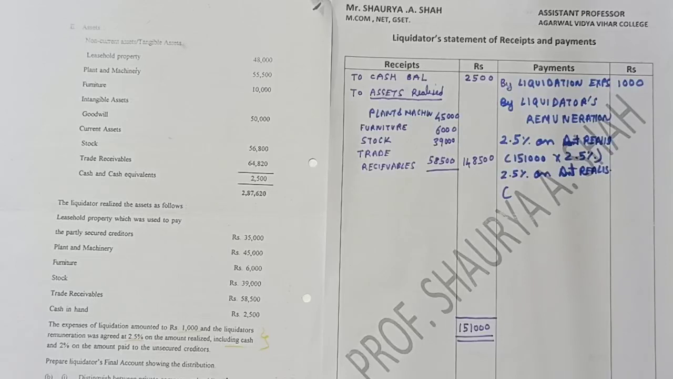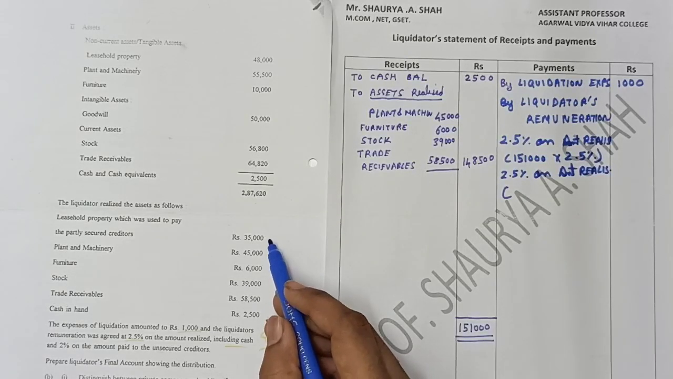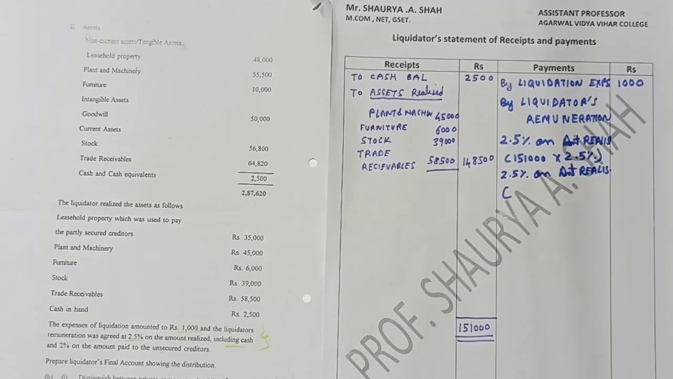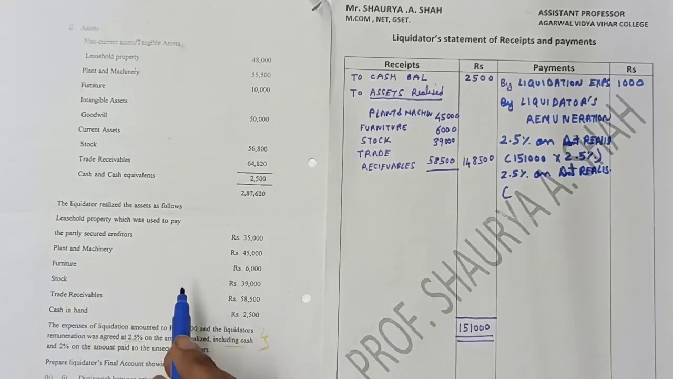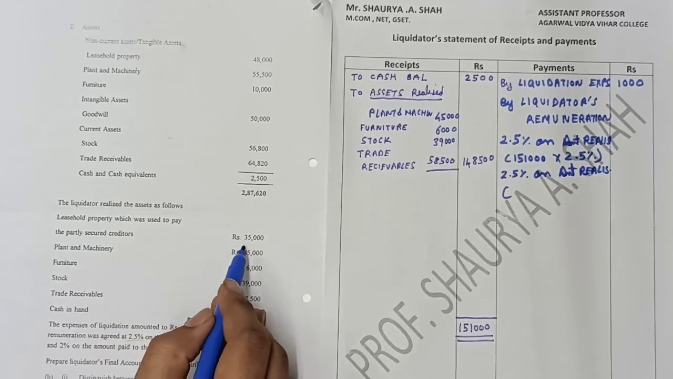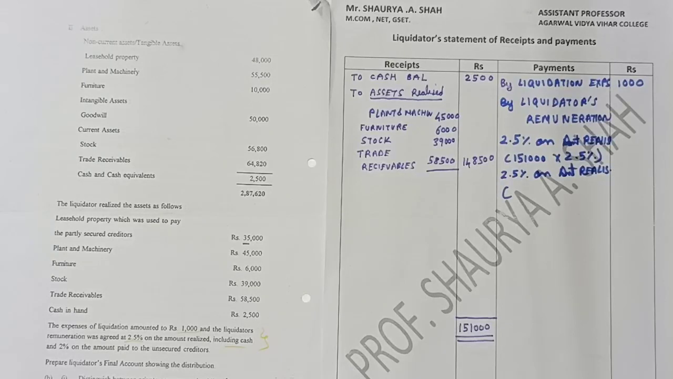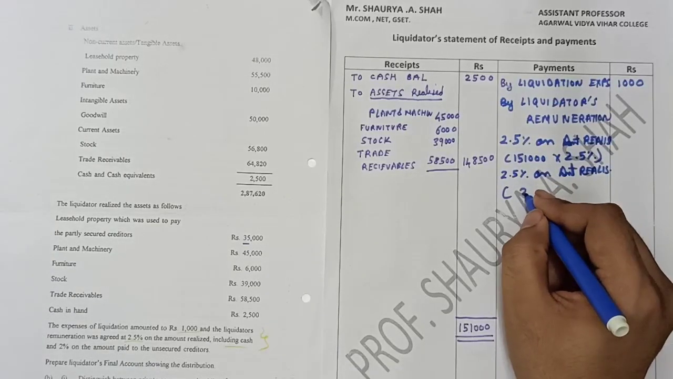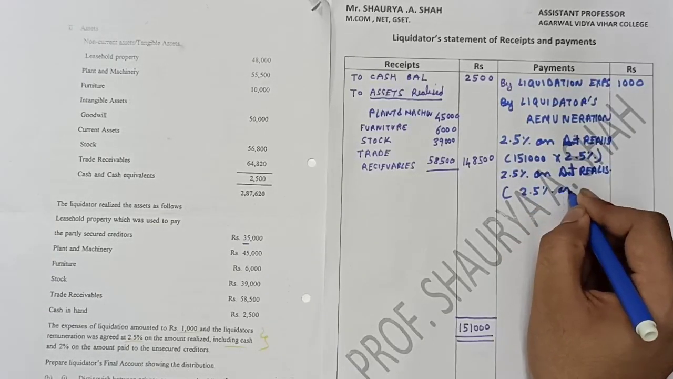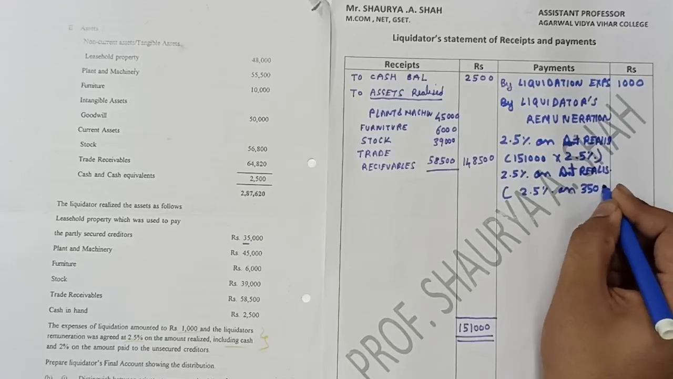So what is the balance of leasehold property you have got is 48,000 minus the leasehold property amount, that is unsecured creditors, 35,000. So 13,000 is the additional amount that you have paid. Okay, so what we will take is leasehold property, that is 35,000 is the realized amount, right? So what I'll do is again 2.5% on 35,000 rupees also.